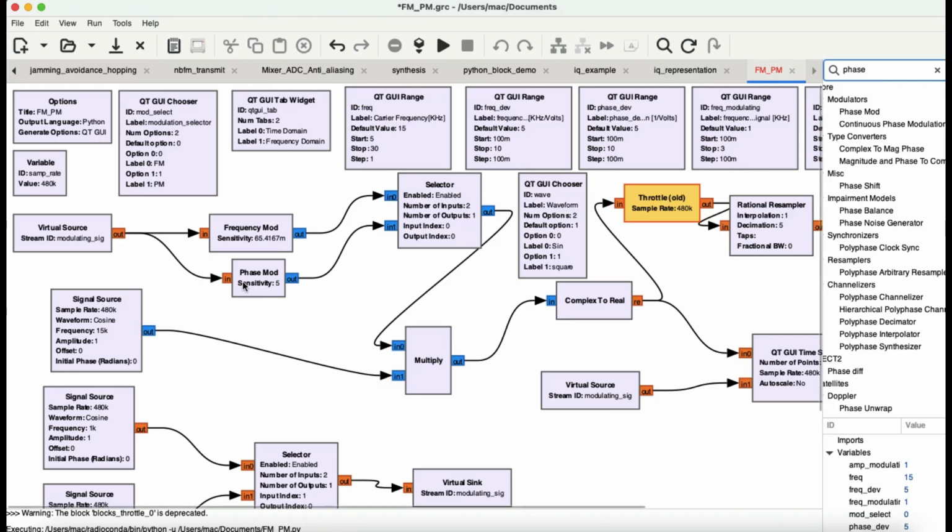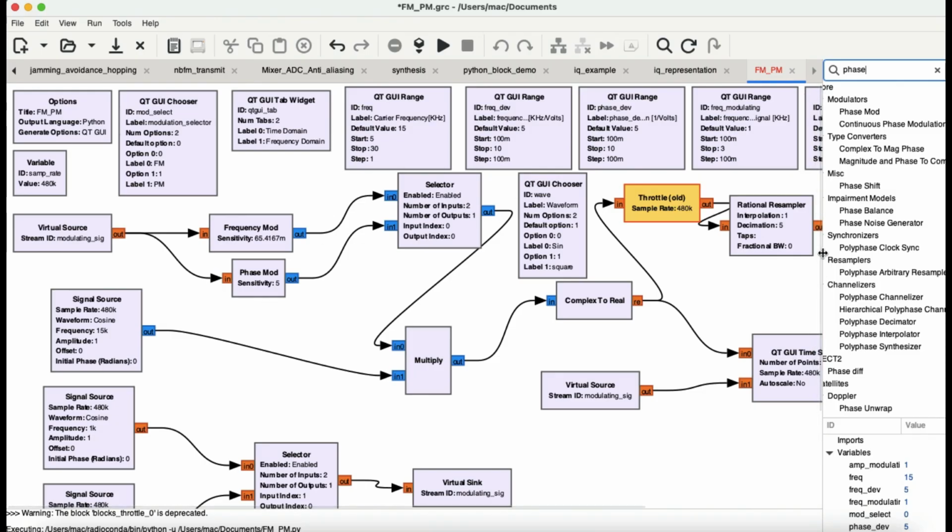This phase mod block will allow me to generate a phase modulated signal, analog baseband, and frequency mod will allow me to generate a frequency modulated signal. Normally you can achieve that. I also made a video on it. You can achieve that using a VCO. I made a video on it, but this one actually makes use of the frequency modulation block that is available in GnuRadio, and the phase modulation block, which is also available in GnuRadio. Let me walk you through the flow graph.